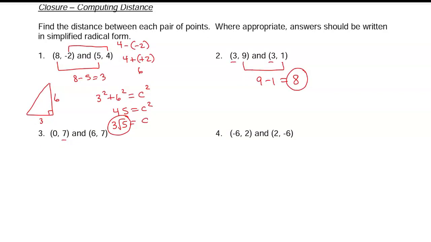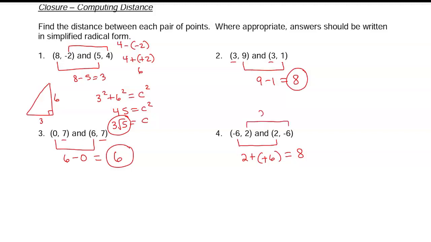Number 3, the y coordinates are the same. So find the distance between the x coordinates. The distance is 6. Number 4, the x distance between these points is 2 minus negative 6, which is 2 plus positive 6, which is 8. The difference between the y coordinates is 2 minus negative 6, which is 2 plus positive 6, which is 8. The horizontal distance is 8, and the vertical distance is 8.